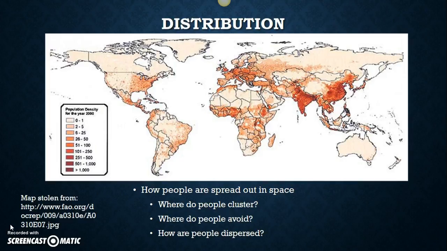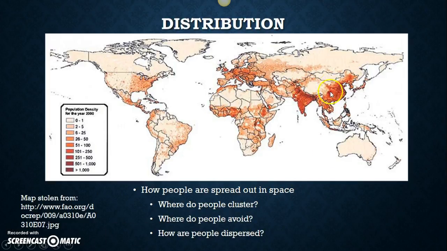When we talk about distribution, we're talking about something very different. Distribution is this idea of how people are spread out in space. So if density is how many people live in a given unit of space, distribution is really looking at the space itself and seeing where people live and where people do not live.